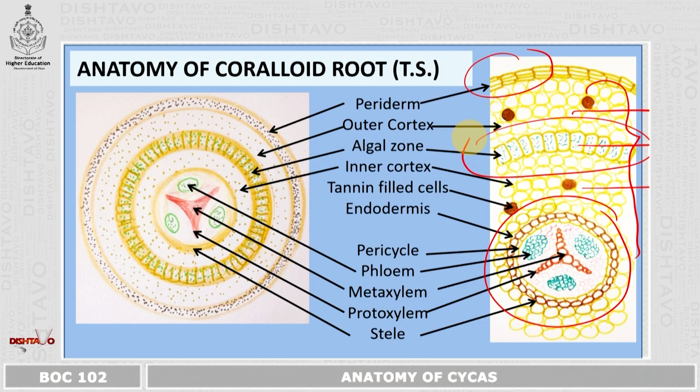fixing nitrogen. The cortical region surrounds the central stele, which is triarch and exarch in nature. The stele encloses one-celled endodermis, followed by one-celled pericycle, which surrounds xylem and phloem.